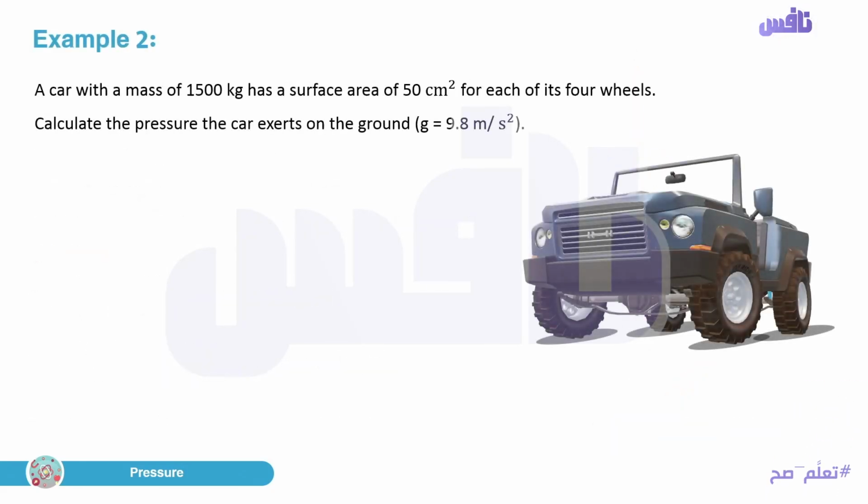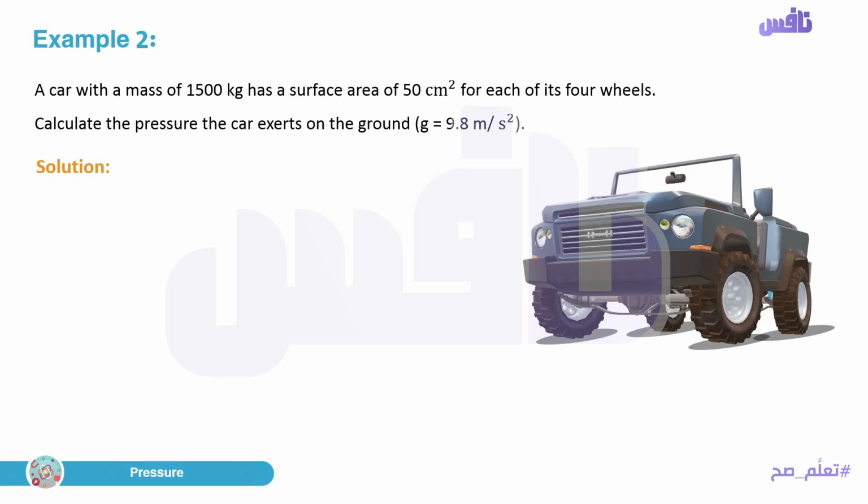Let's take example 2. A car with a mass of 1,500 kilogram has a surface area of 50 centimeter square for each of its 4 wheels. The question is: calculate the pressure the car exerts on the ground. Given that g equals 9.8, the solution will be, bravo, P equals F over A. Please don't forget the example of the girl and the elephant.